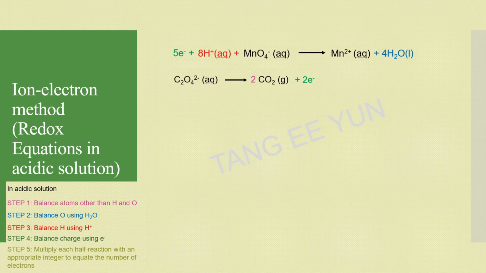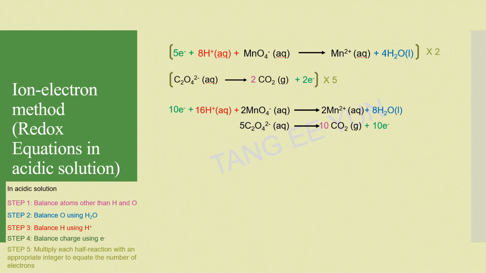In step 5, we multiply each of the half reactions with an appropriate integer to equate the number of electrons. So for the reduction half equation, the number of electrons is 5 and for the oxidation half equation, the number of electrons is 2. To equate the number of electrons, the reduction half equation we need to multiply by 2 and the oxidation half equation we multiply by 5.